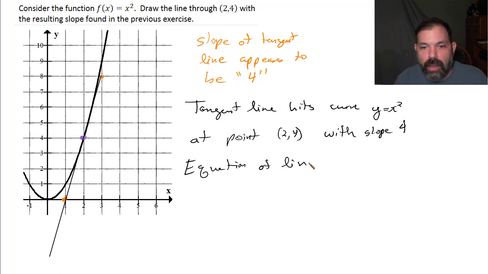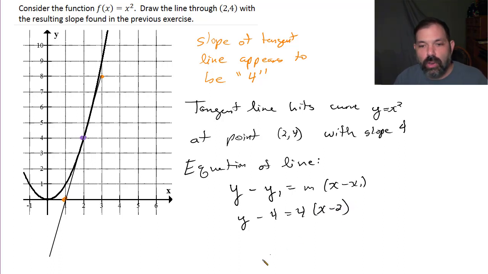You learned how to do that back in algebra classes. Use point-slope form. You could write y minus y1 is m times x minus x1. So y minus 4 is 4 times x minus 2. And if we take this over to slope-intercept form, it's y equals 4x minus 4. And so there's a tangent line to the curve at x equals 2.